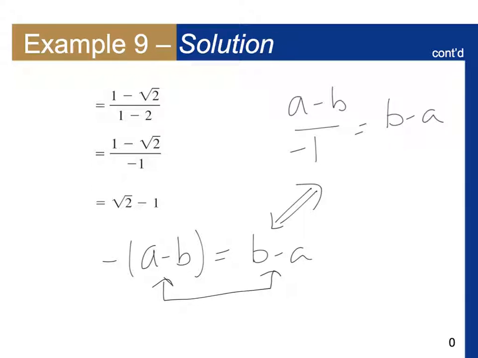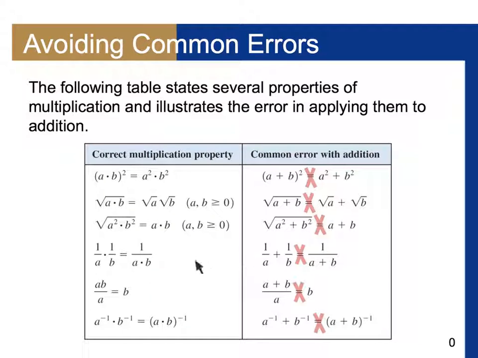That's the idea there. Okay, here are some common mistakes you want to avoid. This is the correct property: a times b squared is a squared times b squared. But that's not true for plus, so be careful. a plus b squared is not a squared plus b squared. You can't distribute that square on an a plus b. Okay. Square root of a times b, we can break that out as square root of a times square root of b. But you cannot do that with a plus. So if you're adding or subtracting inside a square root, you cannot break those out. Be careful of that.